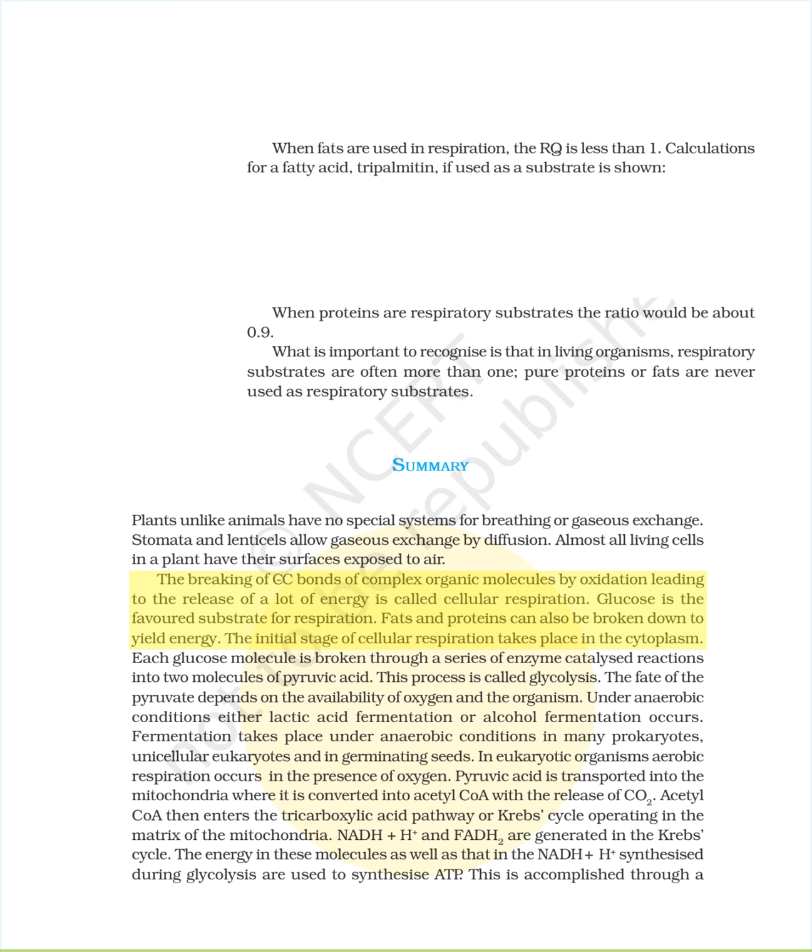The initial stage of cellular respiration takes place in the cytoplasm. Each glucose molecule is broken through a series of enzyme-catalyzed reactions into 2 molecules of pyruvic acid. This process is called glycolysis. The fate of the pyruvate depends on the availability of oxygen and the organism. Under anaerobic conditions, either lactic acid fermentation or alcohol fermentation occurs. Fermentation takes place under anaerobic conditions in many prokaryotes, unicellular eukaryotes, and in germinating seeds.